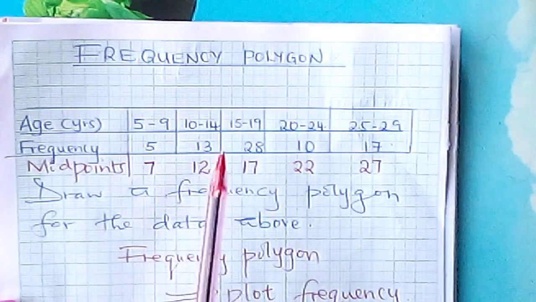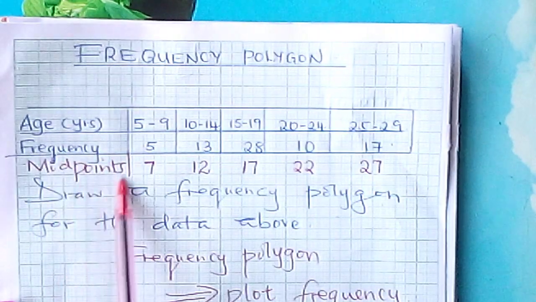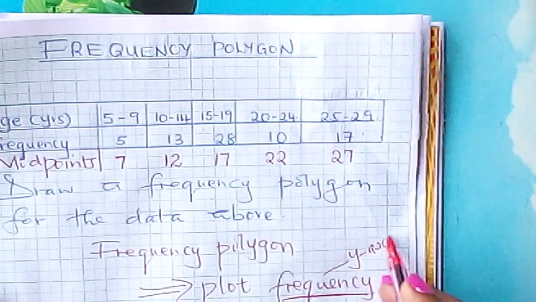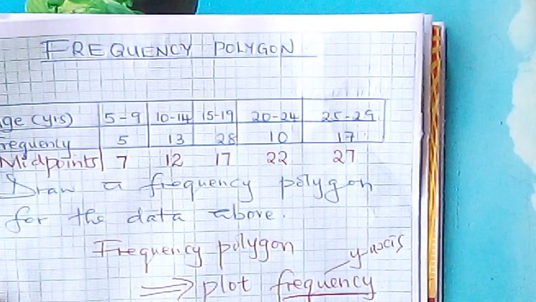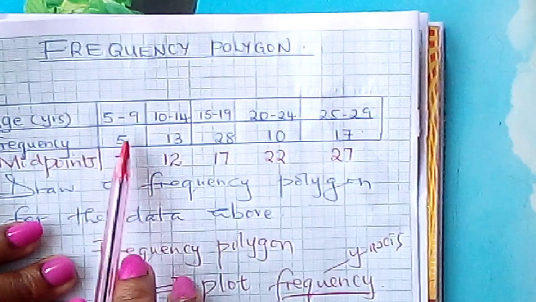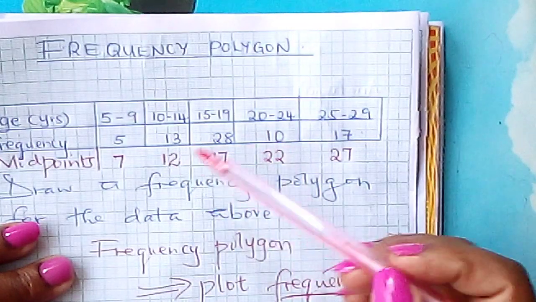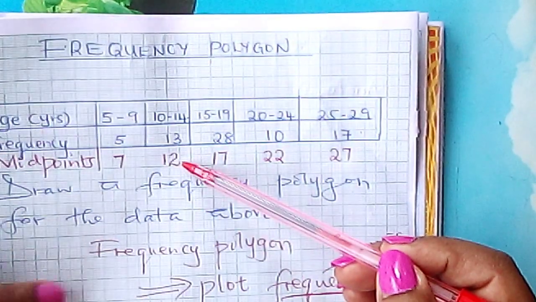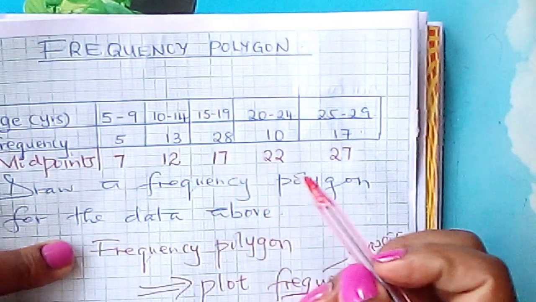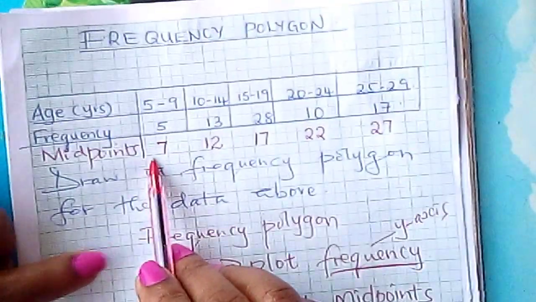So we just need now to draw some axes, and then we plot our frequency against the midpoints. Frequency, learner, goes to the y-axis, and the midpoints go to the x-axis. After plotting these points, we finally need to connect our frequency polygon, learner. We need to join our frequency polygon to the midpoints on the x-axis. How do we do that?